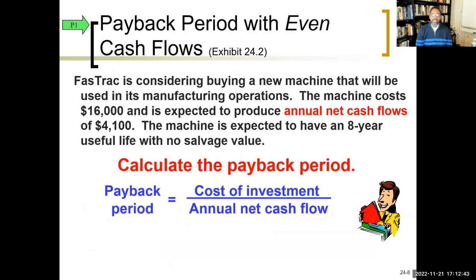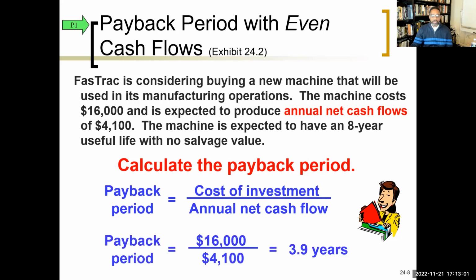So let's say, for instance, in our example, we purchased a machine for $16,000. The machine will give us an annual net cash flow of $4,100. How long do we think the payback period would be? Well, we would just take the 16,000 divided by 4,100, and that'll give us 3.9 years. And that's how the payback period works. It's a very simple calculation.